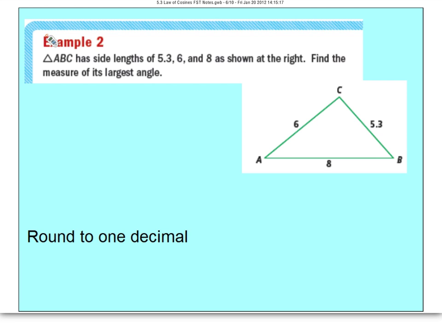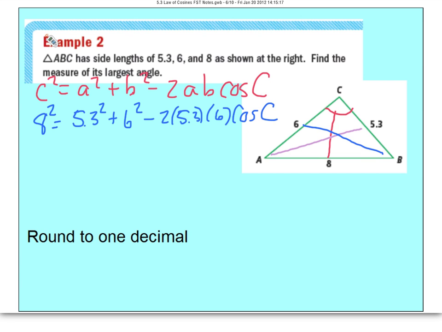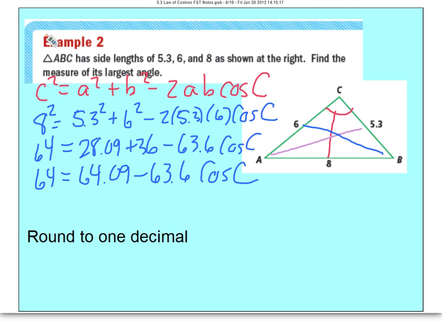We're going to have 8 squared equals 5.3 squared plus 6 squared minus 2 times those two values, and then the cosine of angle C. That's going to give us this work right here. So I simplified all the squarings and multiplication. Next I brought these two numbers here together.